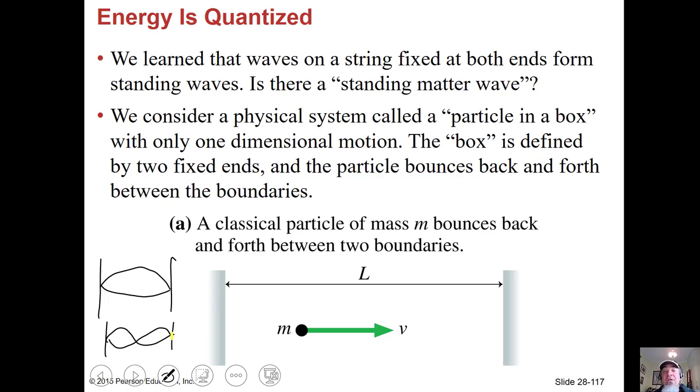Are there matter standing waves? It turns out there are. So if you take a particle and you put it in a box, it has an associated wavelength. So everything has a wavelength. Now this wavelength has to be able to fit in this box, right? These are the only wavelengths that existed from physics 220. The wavelength that you have also has to fit into this box.